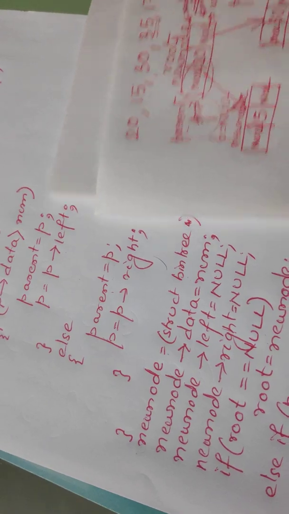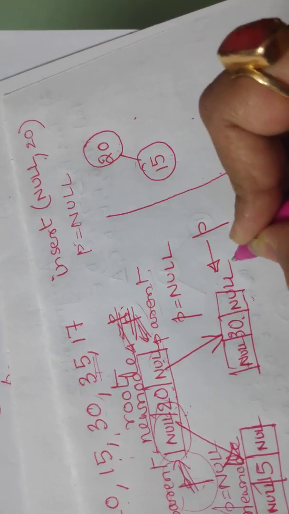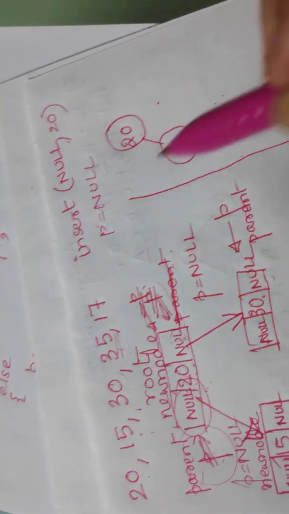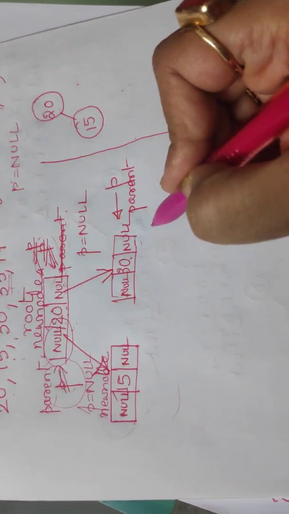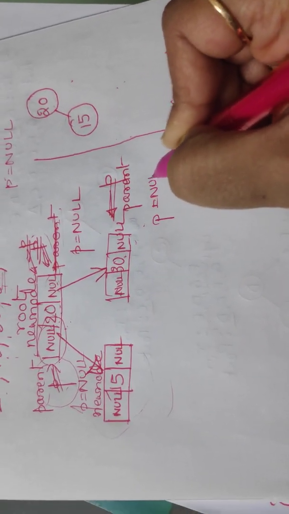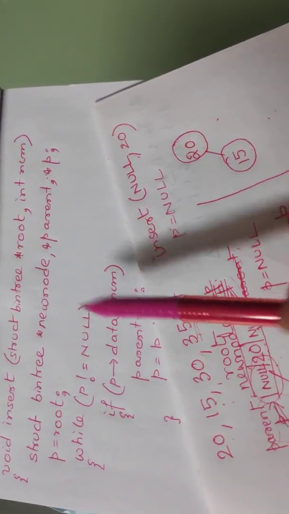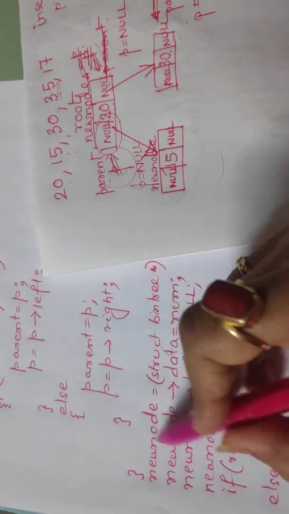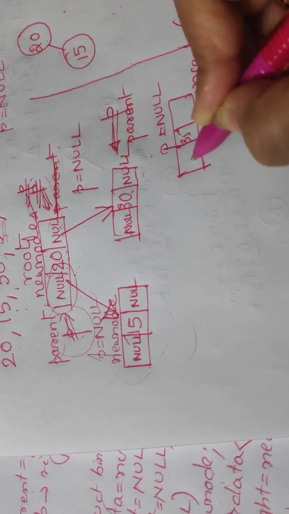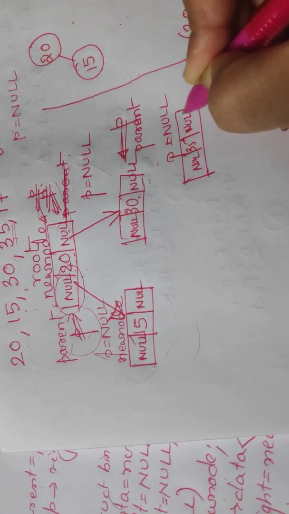Parent is equal to p, and p is equal to p right. So this becomes the parent node. This is no longer the parent node. This becomes the parent node and p is equal to p right. That means p becomes p right, that is null. Correct? Now when we go back, p not equal to null becomes false. So the while loop ends, and a new node is created. So a new node gets created. 35 gets stored. Left and right child become null.